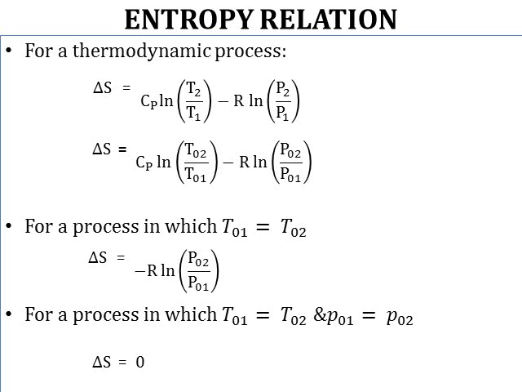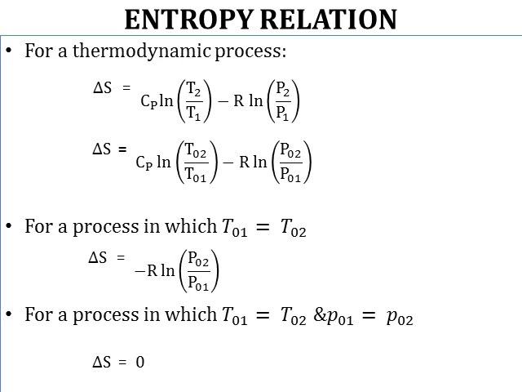The equation is shown in the second line, that is delta S is equal to Cp natural log of T02 divided by T01 minus R natural log of P02 divided by P01. This equation is applicable for all compressible fluid flow processes in terms of stagnation state conditions.